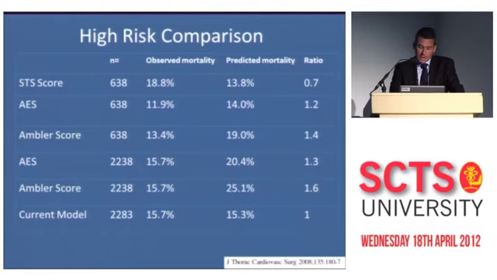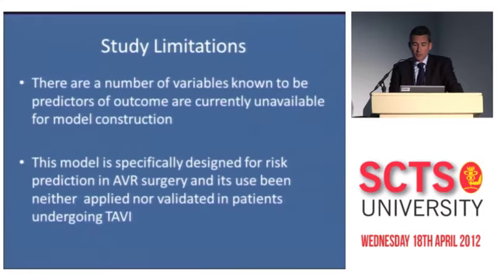And again, if we compare how our current model would do against the Mike Mack paper with Todd Dewey, we can see that our current model would predict an operative mortality of 15.3% versus an observed mortality of 15.7%. So again, a one-to-one ratio of predicted risk of mortality in this high-risk group of patients. Now, clearly, there are a number of variables that we know predict outcome which are currently unavailable for risk construction, and the model is specifically designed for risk prediction in aortic valve surgery. Its use has neither been applied nor validated in patients undergoing TAVI, although clearly we have work in this field already ongoing.